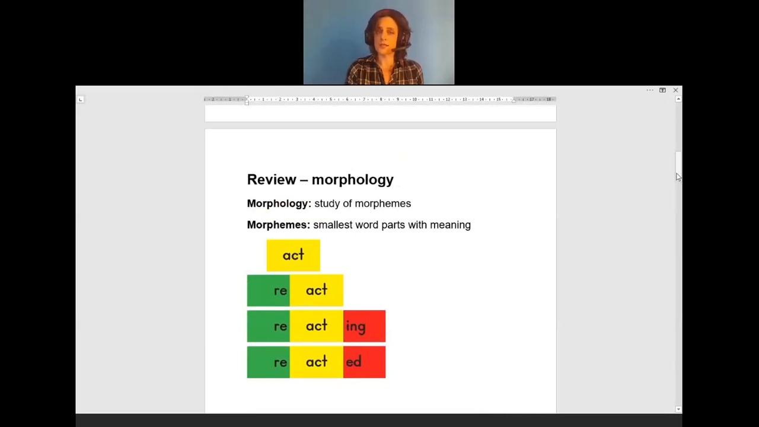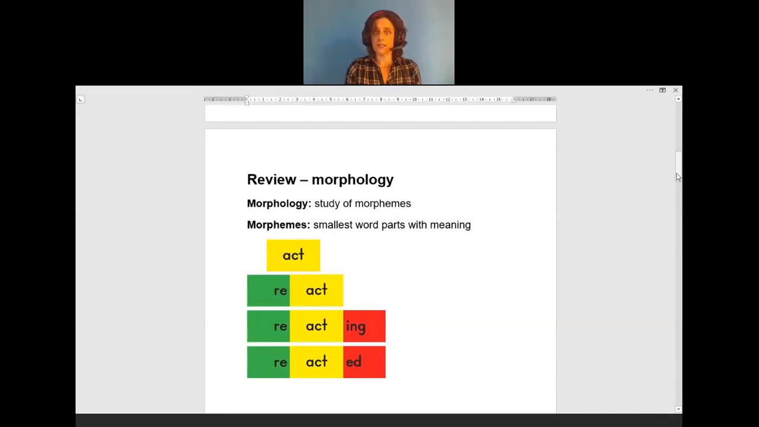So morphology is the study of morphemes, and morphemes are the smallest word parts with meaning. So you can see here the base word is act, and then you can add a prefix at the start and get react. But then we can add different suffixes at the end. And here, these particular suffixes are affecting the grammar. So they're affecting the tense of this action. So act is an action, and to react is an action. It's to act again. And then reacting means that I'm doing it right now. If I'm reacting to something, it's happening now.